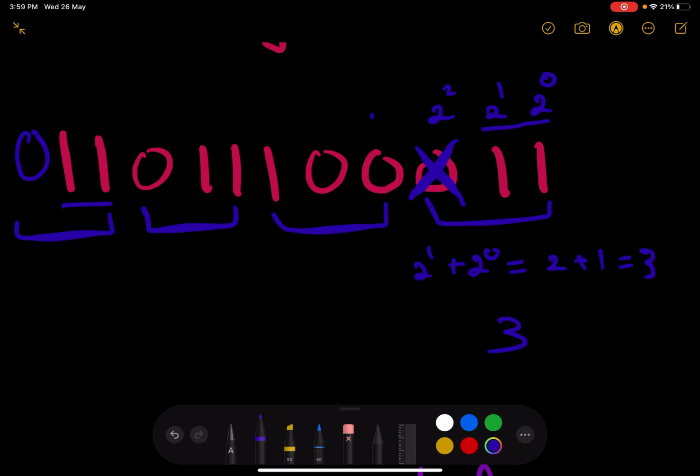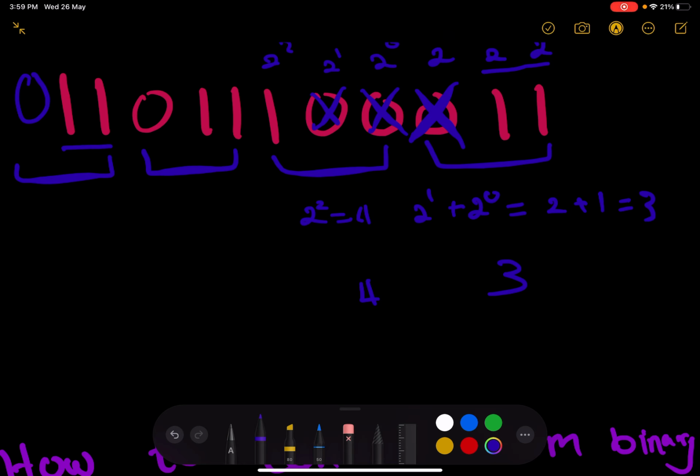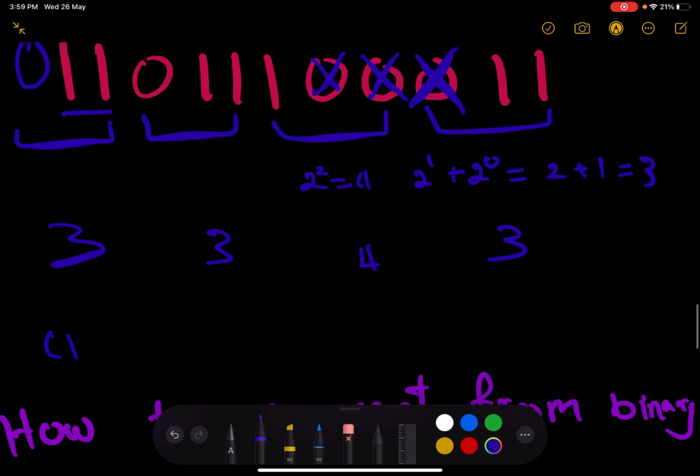And then this one, 2 to the power 0, 2 to the power 1, 2 to the power 2. We're going to ignore these 2, so our answer will be 4. So we have here 4. Then this one is the same as the first one, as well as this. So we have 3, 3. So the binary number 110111100011 is equivalent to 3343 in octal.